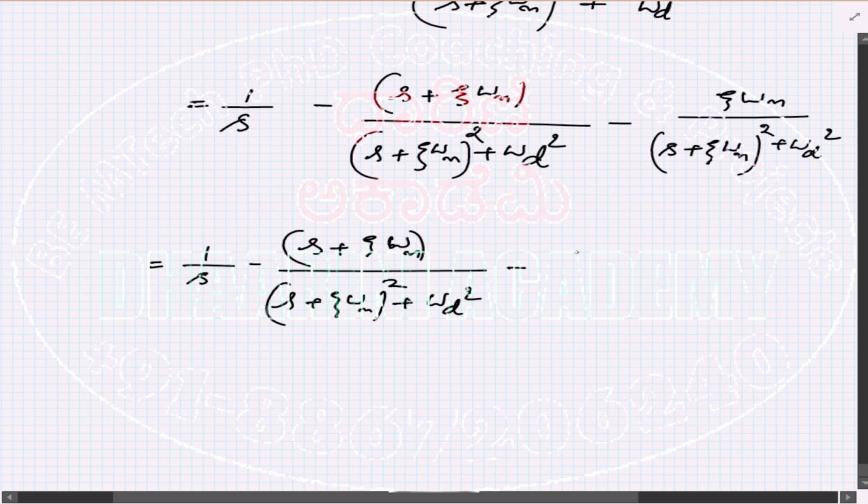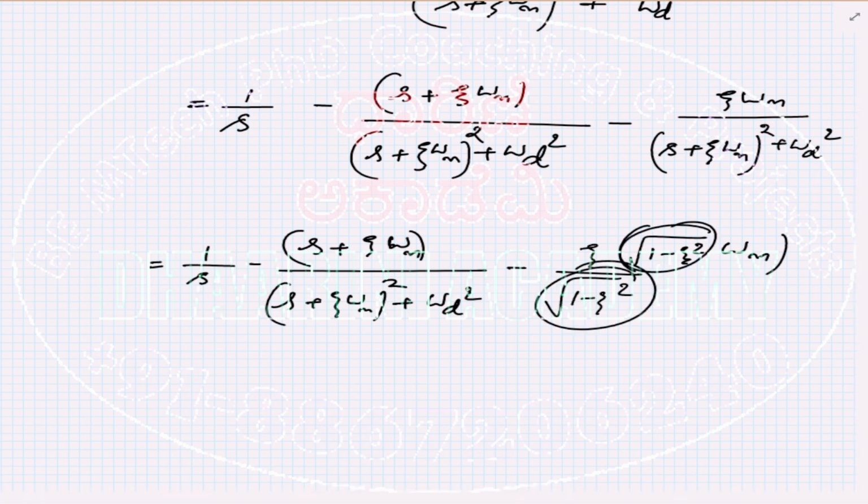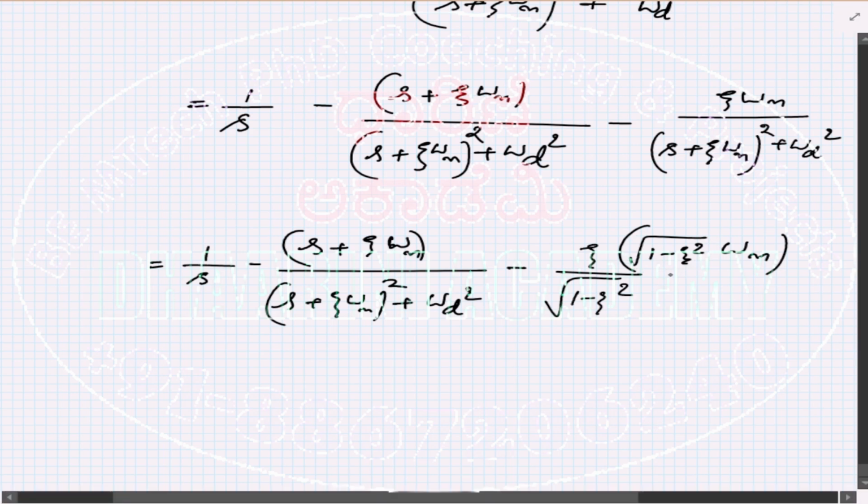Minus, now I'll take, anyway, I need the zeta as it is. Zeta has nothing to do with that. If I want an omega d in the numerator, I should multiply and divide by root of 1 minus zeta square, correct? Because I already have an omega n in the numerator. To cancel this, I divide by root of 1 minus zeta square. This is the addition I'm doing now, so I multiply and divide by it. Let's keep the denominator as it is, that is (s plus zeta omega n) whole square plus omega d square.